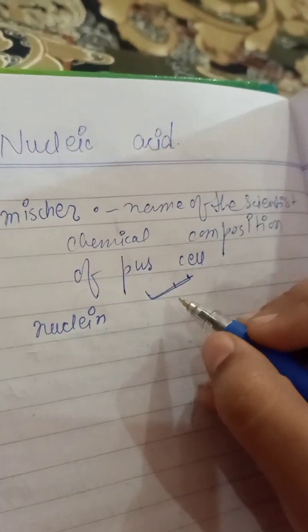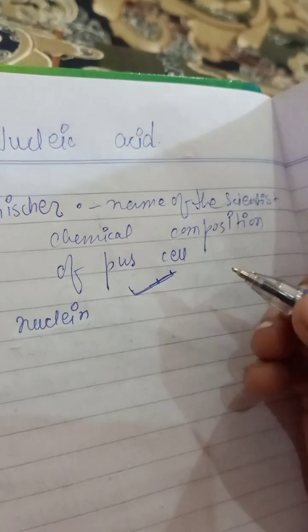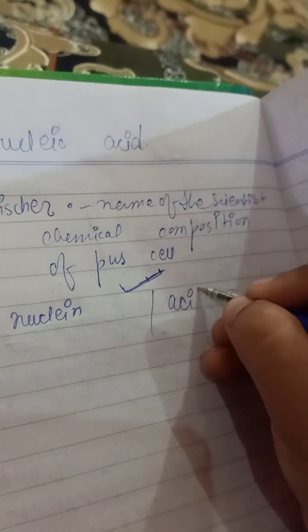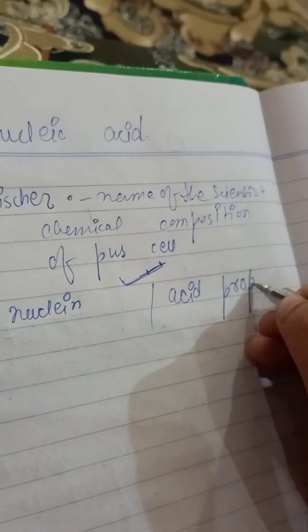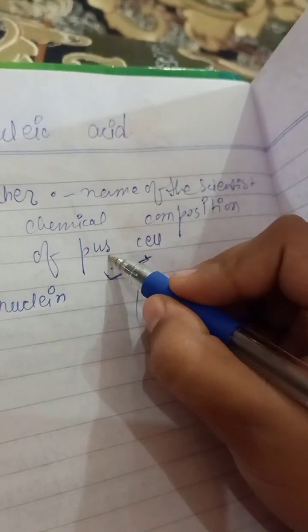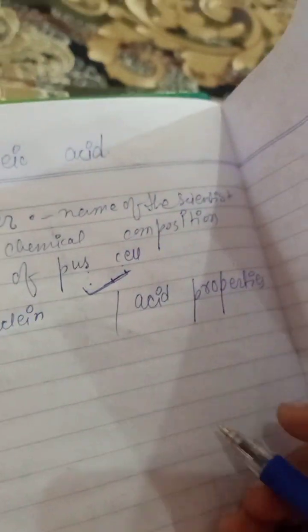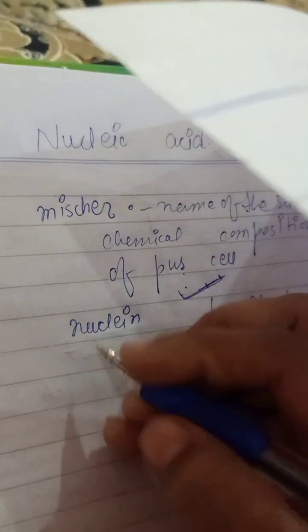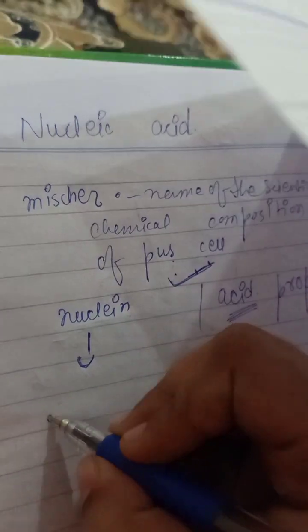He further studied the chemical composition and nature of the pus cell, and further he observed the acidic properties with the nucleus of the pus cell. And then he observed that the acidic property is there. Then further he renamed the nuclein as a nucleic acid.